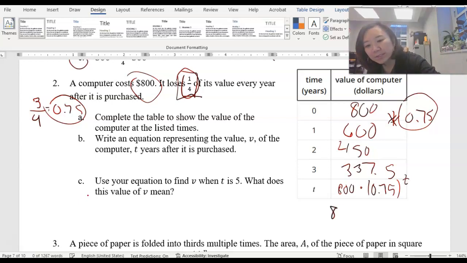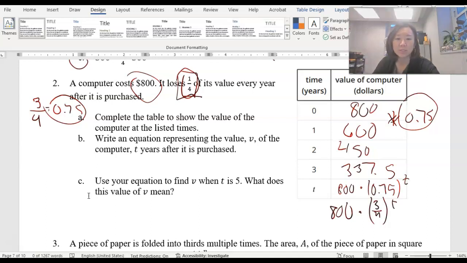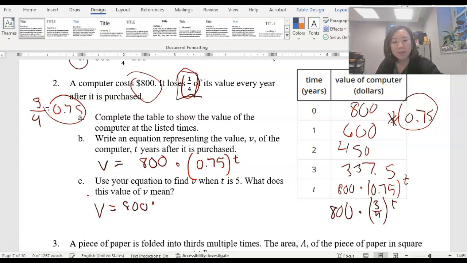You could also write this as 800 times 3/4 to the power of t. It's the same thing, because 3/4 is equivalent to 0.75. So our equation with v equals value equals 800 times 0.75 to the power of t. It says use your equation to find v when t is 5. So after 5 years, v equals 800 times 0.75 to the 5th power.